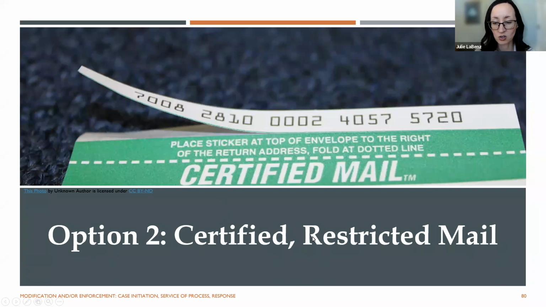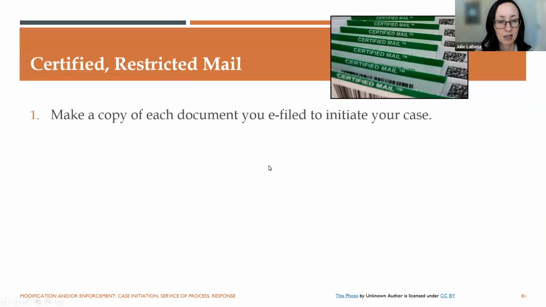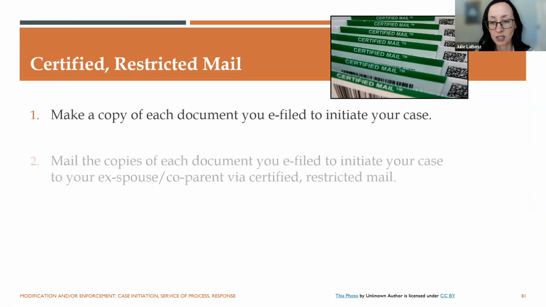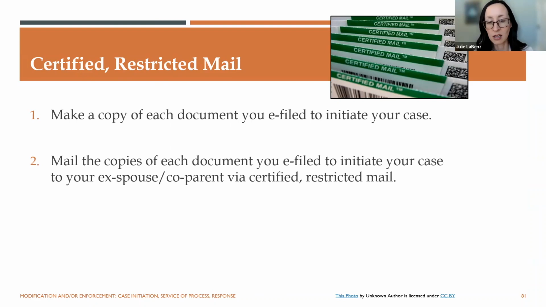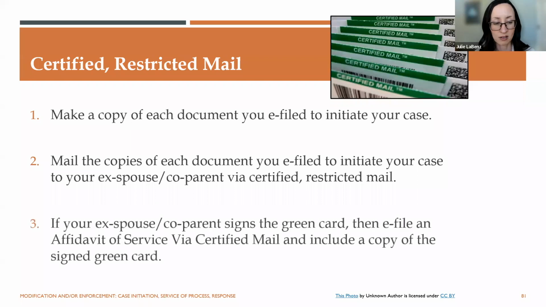A second option is certified restricted mail. So in order to take advantage of this option, you would again make a copy of each document you e-filed to initiate your case, and mail the copies of each document to your ex-spouse or co-parent via certified restricted mail. If your ex-spouse or co-parent signs the green card, then e-file an affidavit of service via certified mail and include a copy of the signed green card. You can also include a copy of your receipt for the certified mailing.